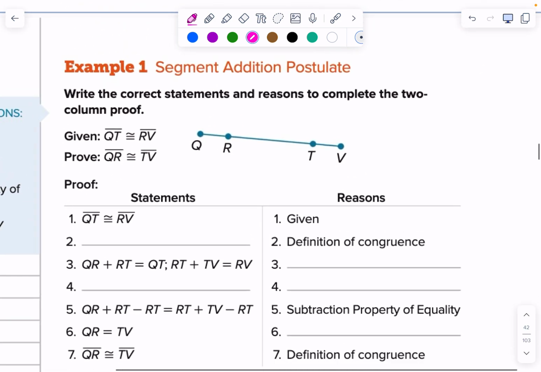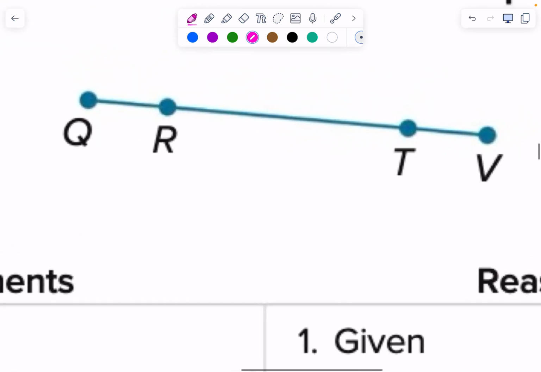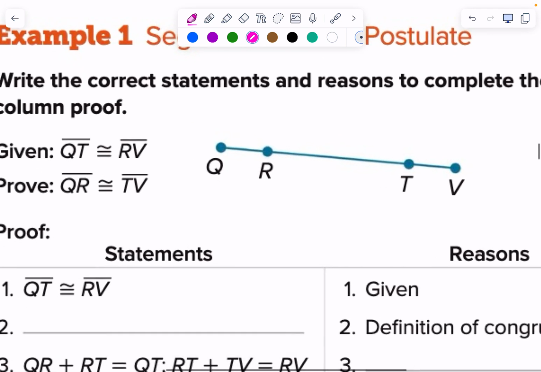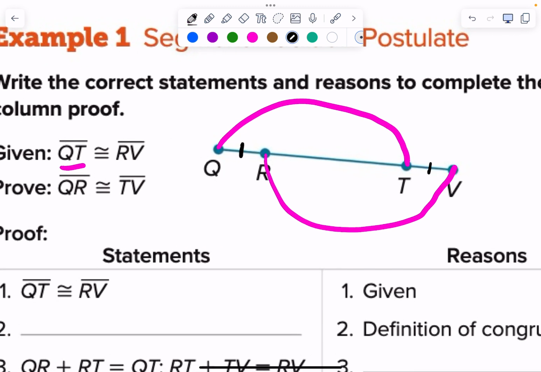All right, let's do this proof right here. Ready? Go. Example 1. Flip to example 1. All right, again, they're giving us blanks to fill in. Let's look at this segment right here. We've got 3 pieces that are adding up to be a full piece. Got it? Okay, here's stuff that we know. We know that QT, which is this full length here, is equal to RV, which is this full length here. Got it? Those 2 pieces are the same length, right? But then they say that we want to prove that this guy is the same as that one.